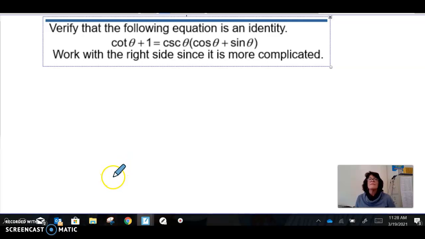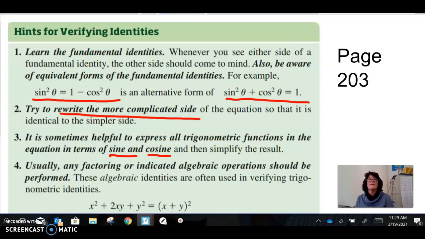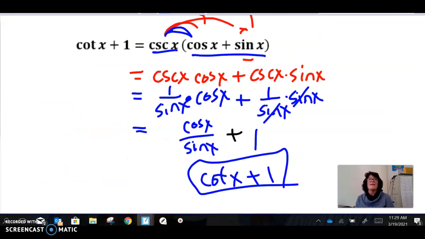So in this case, I'm going to work with the right side since it's the more complicated one. I think we did this one already. This is the one we did, and we worked with the right side. You didn't know what we were doing back then. We manipulated it until I got it to the left side. I worked with the right side for that one.